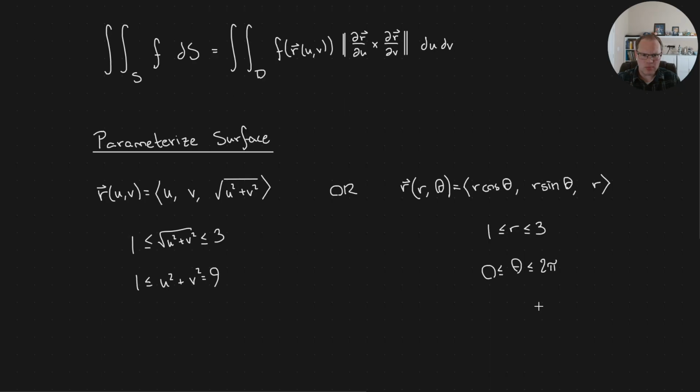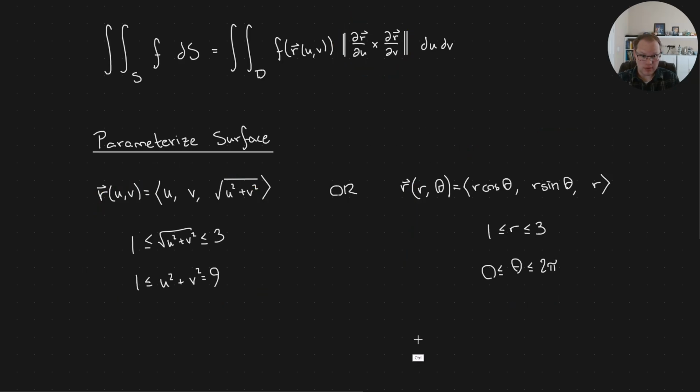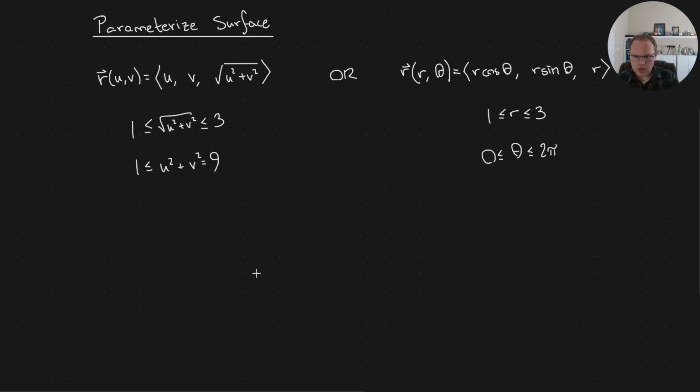Okay, so let's take a look at both examples here. Either way, we're going to need to take the partial derivatives of our vector valued function and then take the norm of the cross product. All right? So let's look at r of r theta equals r cosine theta, comma r sine theta, comma r first.